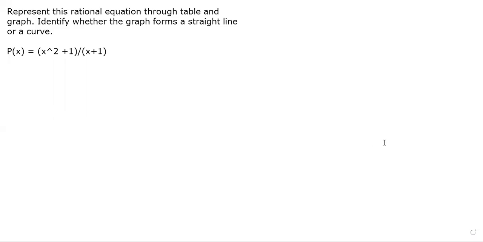Okay, so today we'll be talking about general mathematics, particularly about functions, rational functions, or rational equations, to be exact. Represent this rational equation through table and graph. Identify whether the graph forms a straight line or a curve.